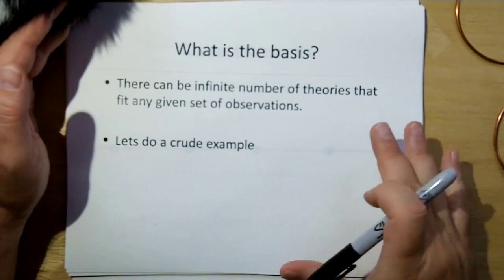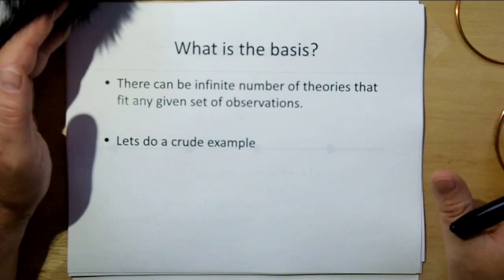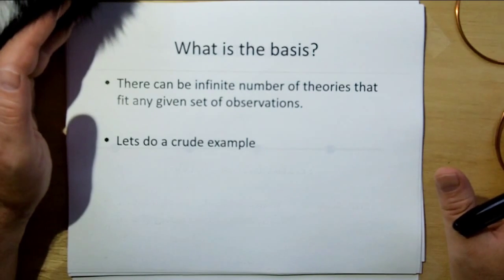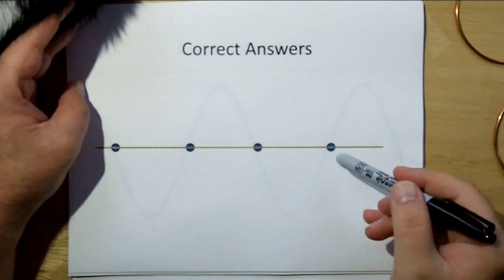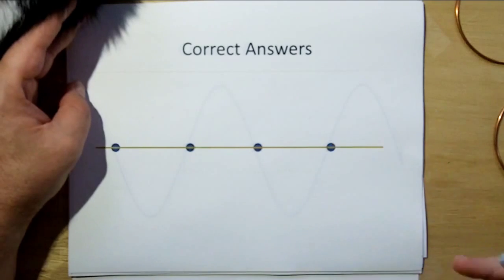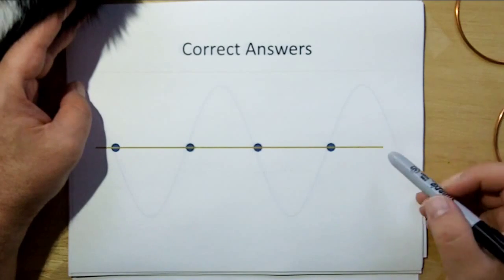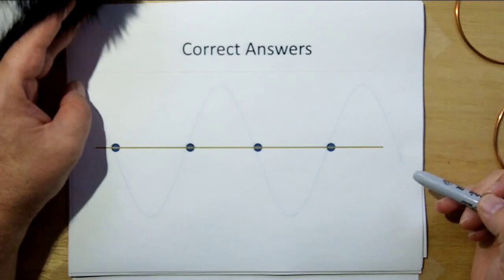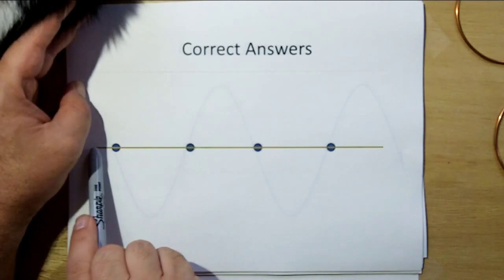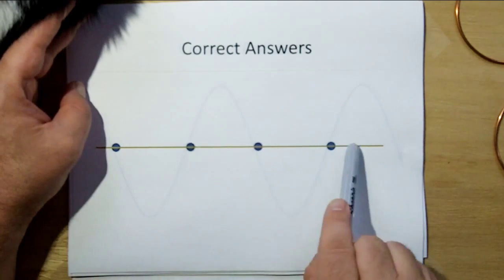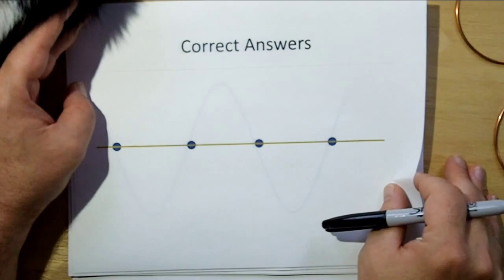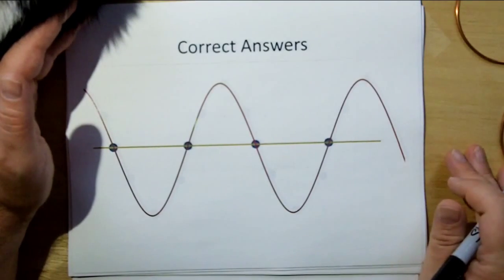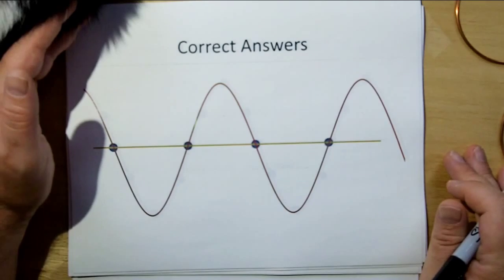So what's the basis for this? Well, the basis is that there can be an infinite number of theories that fit any given set of observations. Let's do some crude examples. Suppose that these dots represent your experimental observations, and you want to fit a theory to those observations. Well, the simplest mathematical model that's going to fit those observations is a straight line. But that's not proof that the straight line is the theory of the observations, because you can have another function that fits those same observations equally well.